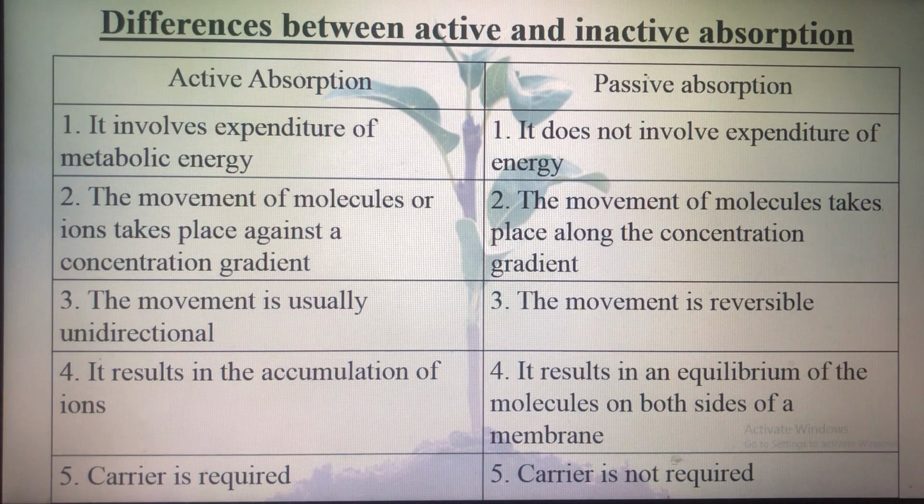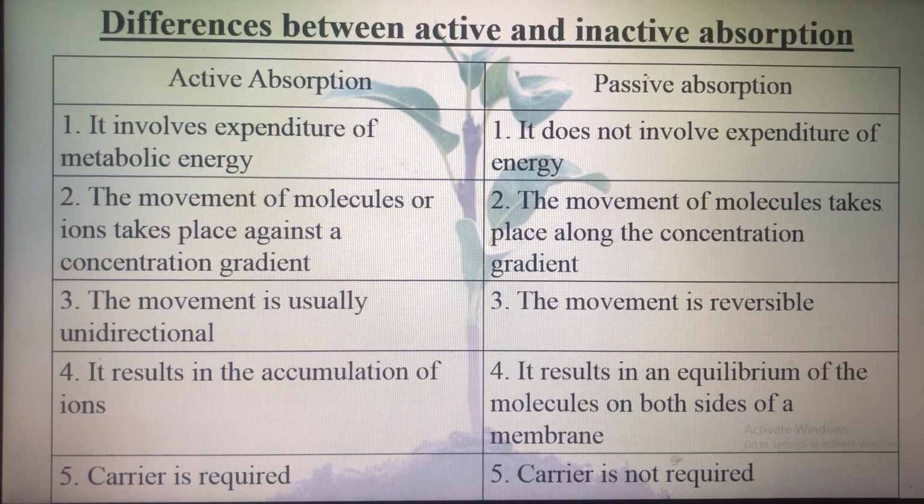which is not required during passive or inactive absorption. During active absorption, the movement of molecules or ions takes place against a concentration gradient. This point needs to be explained a bit. You know that any substance, in case of ions, has a tendency to move from its higher concentration to its lower concentration, but during active absorption, absorption takes place against the concentration gradient. That means absorption occurs from lower concentration to higher concentration.